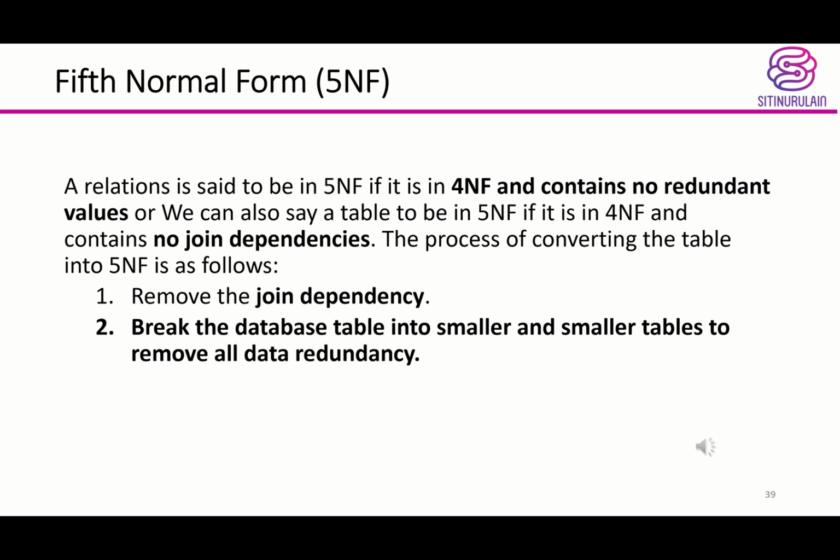A relation is said to be in 5th normal form if it is in 4th normal form and contains no redundant values. Or we can also say a table is in 5th normal form if it is in 4th normal form and contains no join dependencies. The process of converting the table into 5th normal form is as follows. Remove the join dependency. Break the database table into smaller and smaller tables to remove all data redundancy.